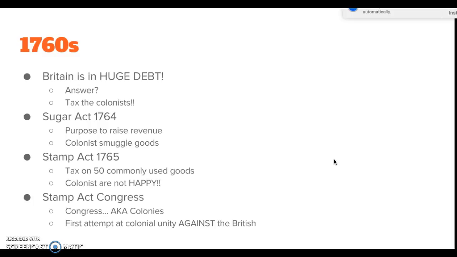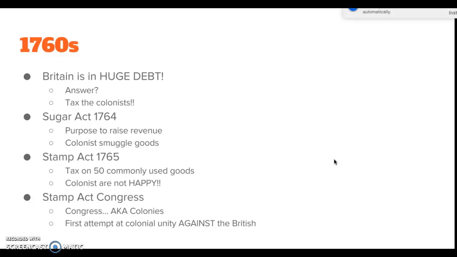The colonists weren't able to vote on any of the taxes being passed on in Parliament because they weren't born English citizens. They were born in colonial America, so therefore they had no power in Parliament. This will lead to the Stamp Act Congress being formed.